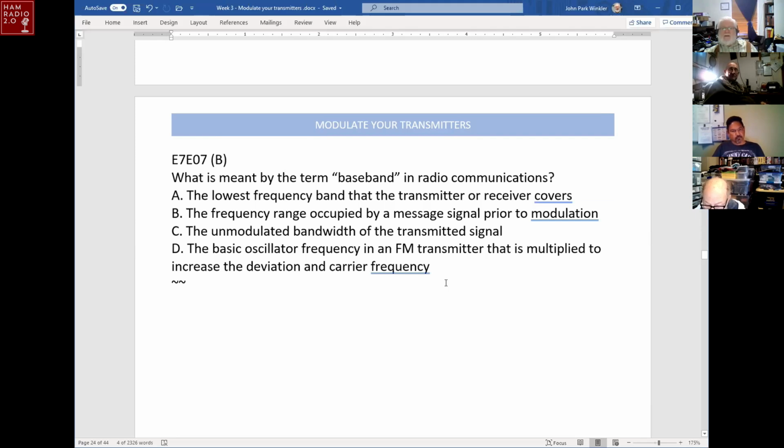Does it have sidebands? No. It'll have sidebands when it's modulated. Okay, but the other one says the frequency range occupied by the message prior to modulation. Wouldn't that just be the base frequency? Yeah, but it's the audio signal. It's not the transmitted signal, it's the audio signal. So I'm comparing the audio signal with the transmitted signal, and that's where I'm confused. All right, I got it now.